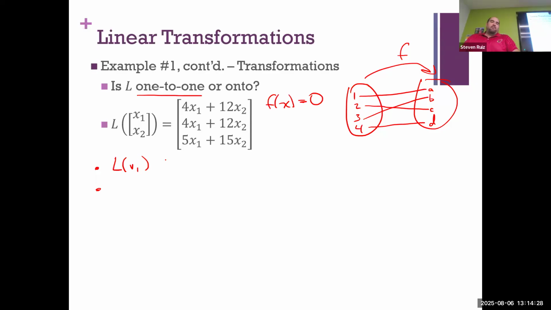L of v1 plus L of v2 has to equal L of v1 plus v2. So I should be able to take the sum either before or after I transform and get no difference. If I have a linear transformation, that's true no matter what v1 and v2 look like. The other one looks like this. If I scale a transformation, it's the same as me scaling the vector and then transforming that.